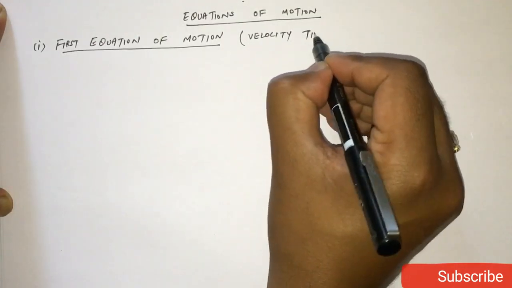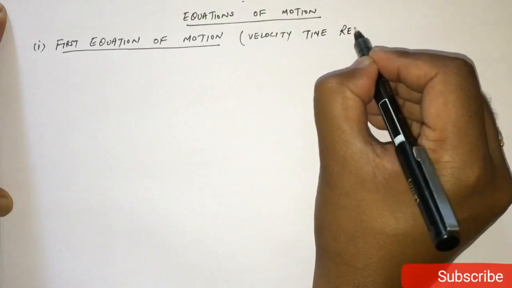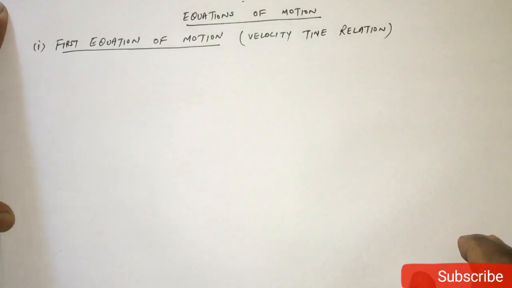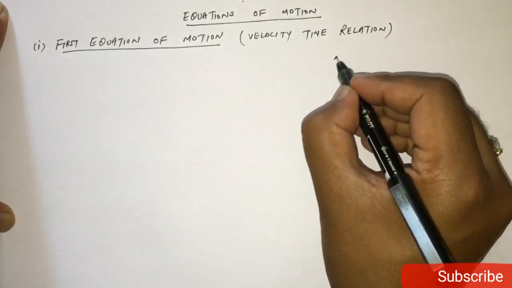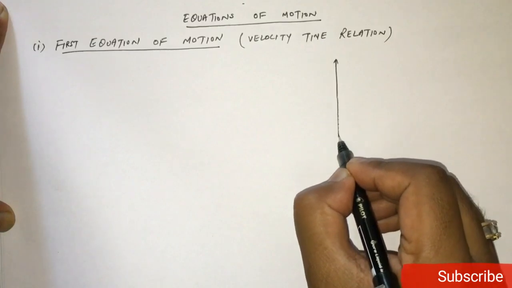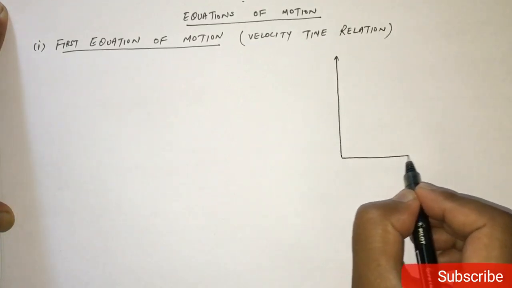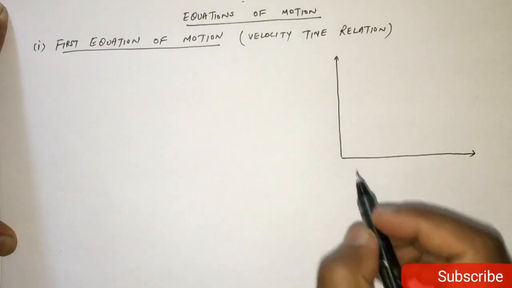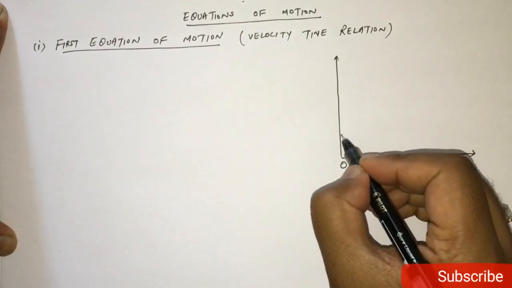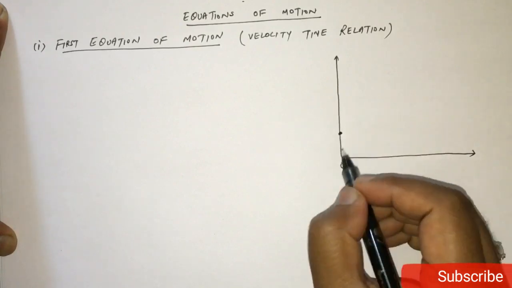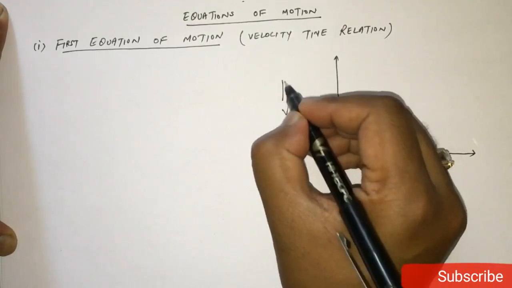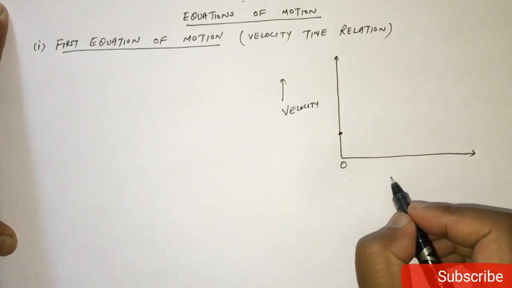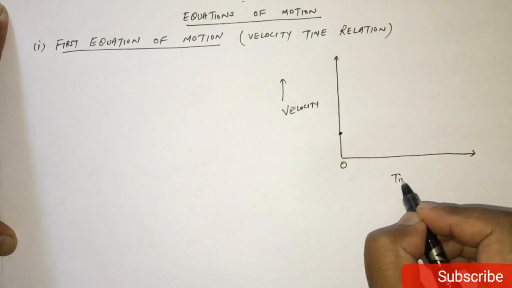velocity time relation. So consider a velocity time graph. Here is your velocity time graph. Consider at time 0 the velocity of a moving object is u. On the y-axis we are plotting velocity, and on the x-axis we have time.